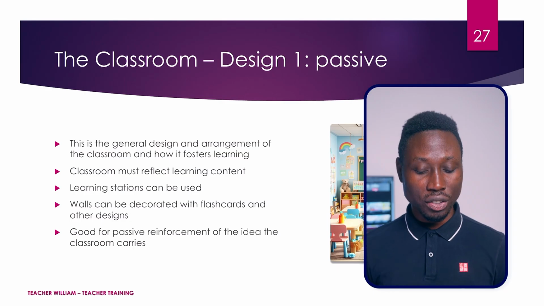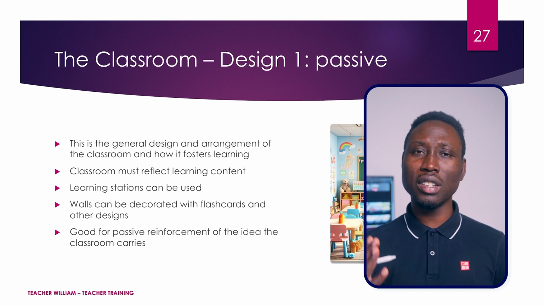Now we are moving on to talk about the classroom design. And there are two ways we could actually do this. We can set up the classroom in a passive way so that it actually influences the way the kids think about English. For instance, when you walk into the classroom and you see a whole lot of English content, you begin to have the feeling that there's something in this classroom that is important, which is English.